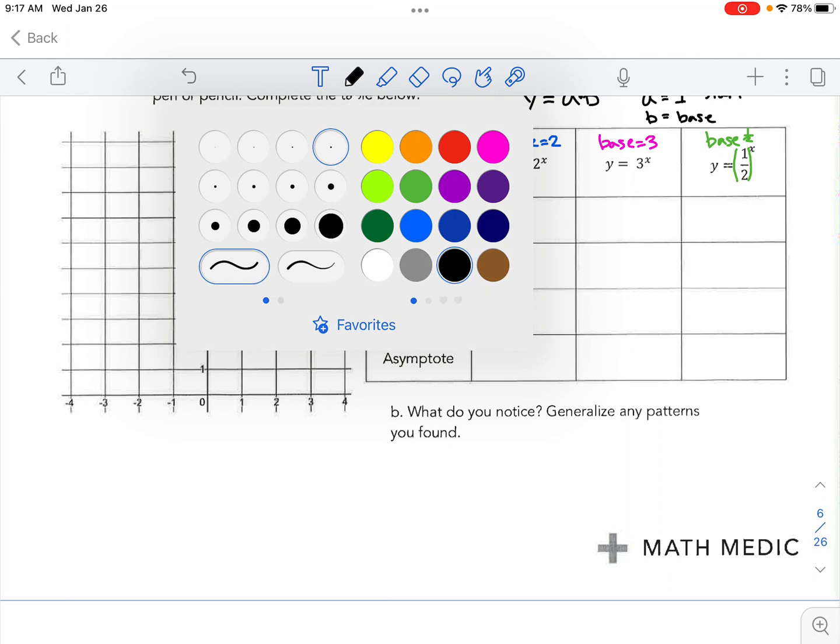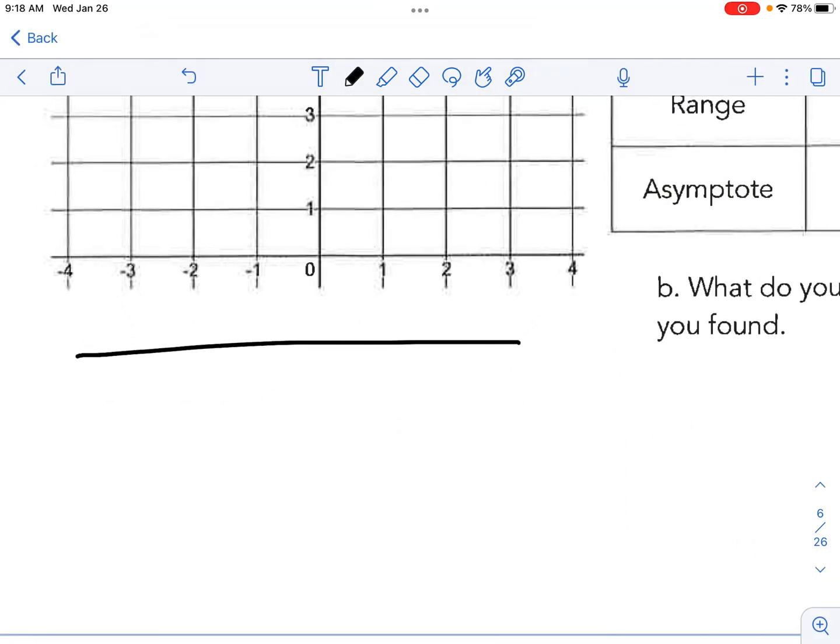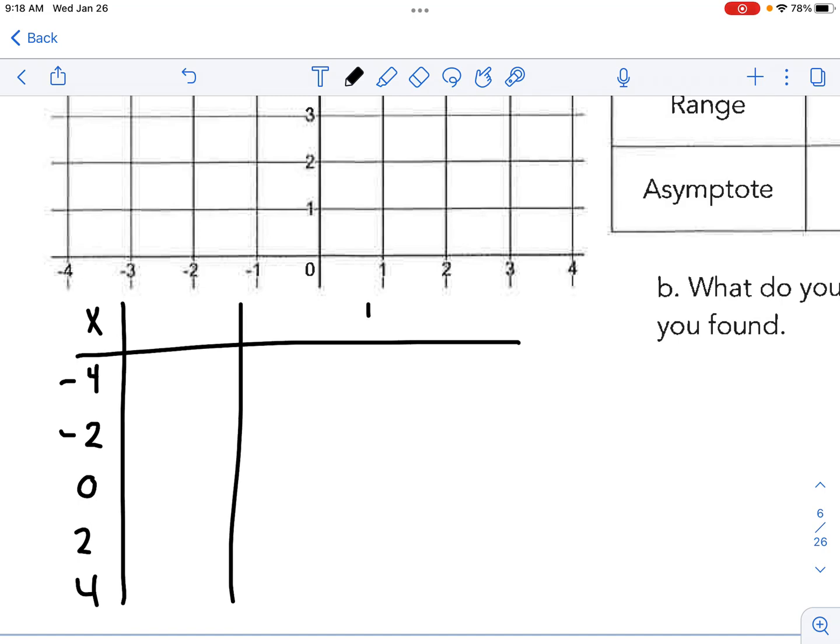So, if we look at this, we've got -4 to +4, right? I'm just going to make a little table underneath here of x values. And I'm going to have -4 and -2 and 0 and 2 and 4. I'm going to pare it down a little bit. And then we're going to look at our 3 functions. Let's make a little table here. So that first function is y equals 2 to the x.